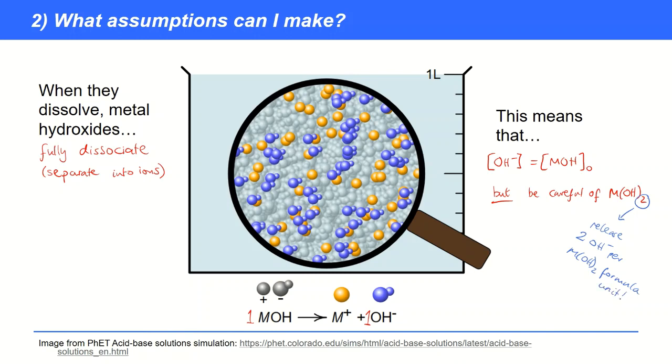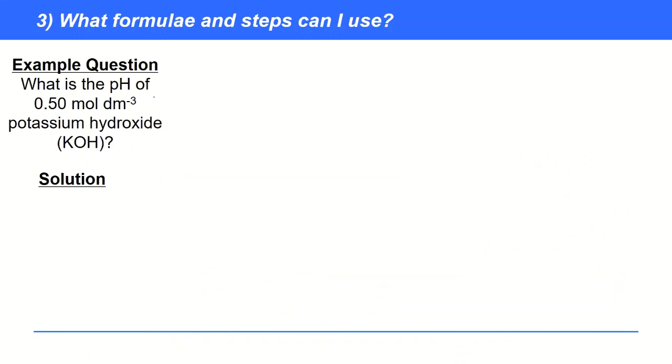So you've got to be wise to that, and we'll do an example with one of those later on. So thirdly, what formulae and steps can you use in order to do these calculations? So here's an example. What's the pH of 0.5 mole per decimeter cubed potassium hydroxide?